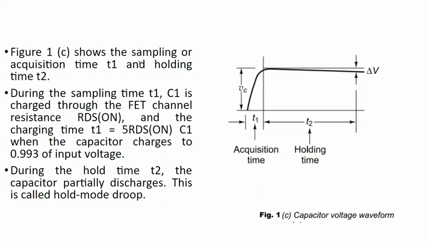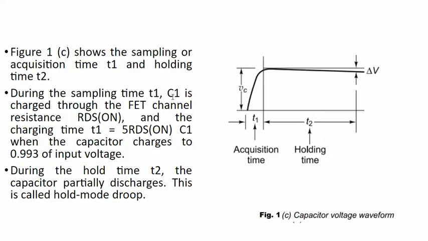This is how the sampling or acquisition time T1 and the holding time T2 are defined. This is the acquisition time, which is the rise of the curve, and this is the holding time, when the voltage value is held for a certain period of time. That is given as T1 for the acquisition time and T2 for the holding time respectively.